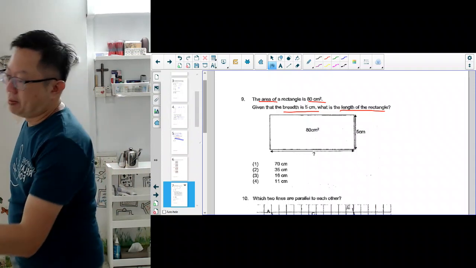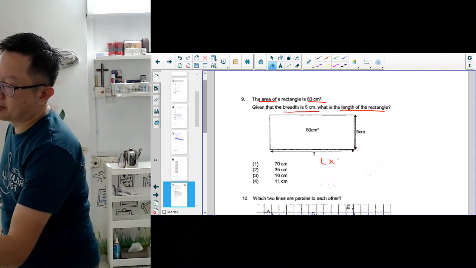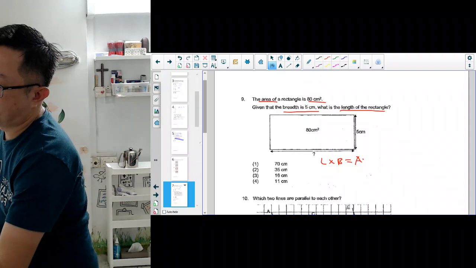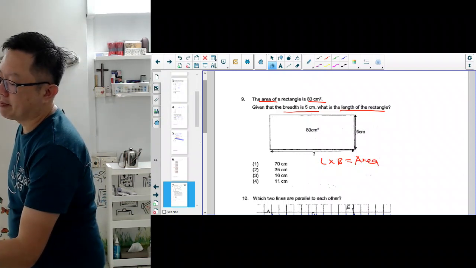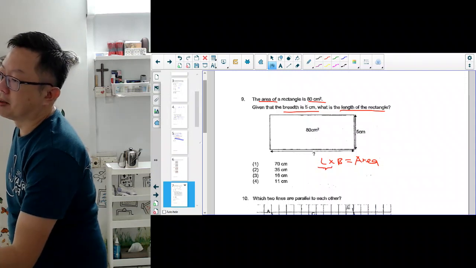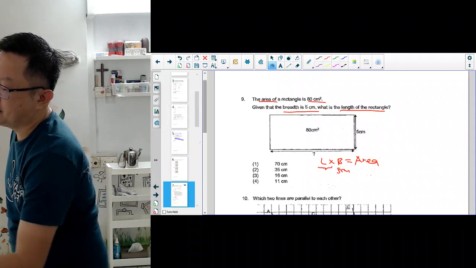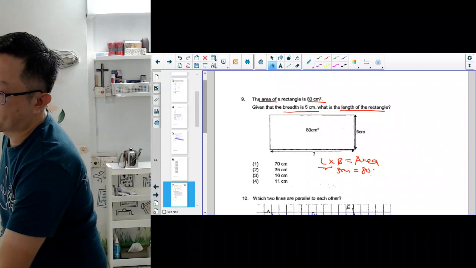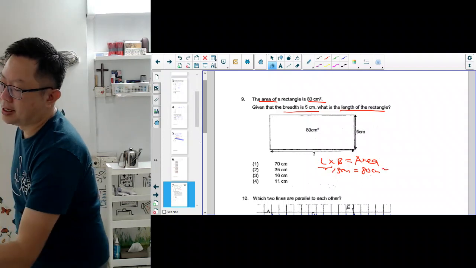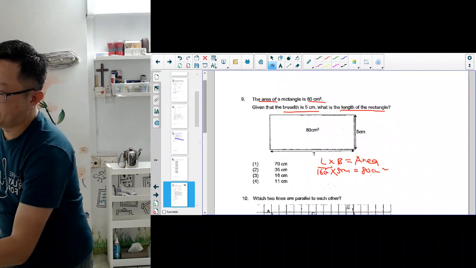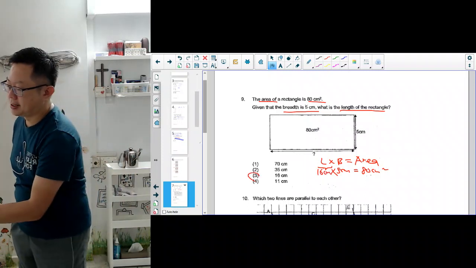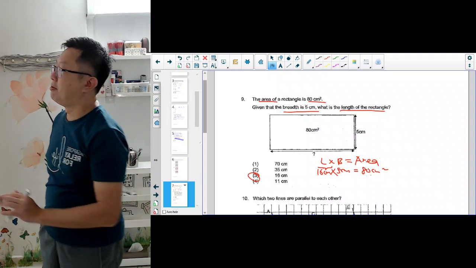In primary 3, you learn that length times breadth is equal to the area of a rectangle. We are not sure what the length is, but what's the breadth? The breadth is 5 centimeters, and the area is 80. So how do you get the length? You work backwards. 80 divided by 5, and your length is 16. So the length is 16 centimeters. Very easy for question 9.